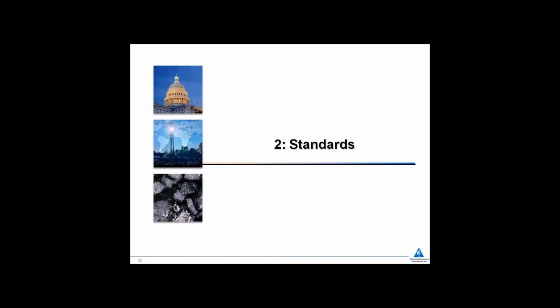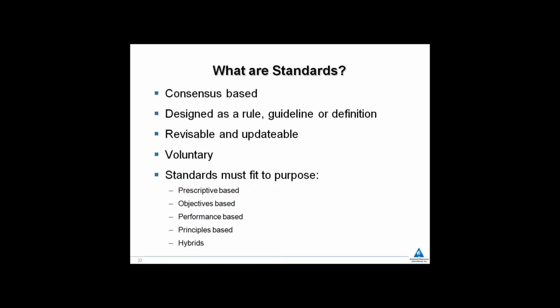So setting the stage, let's talk briefly about standards, what they are, why they're important, and that will set the context to move into talking specifically about ISO. Standards as a whole are consensus-based. They're designed as a rule, a guideline, or definition. They are revisable and updatable and voluntary, and that predominantly makes them different from regulations, whereas regulations are very prescriptive and they're hard and fast and typically are not modified.